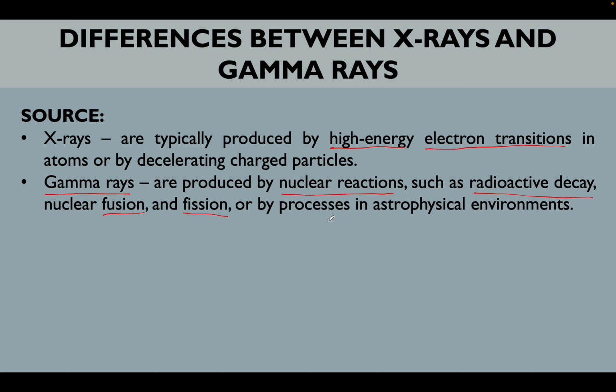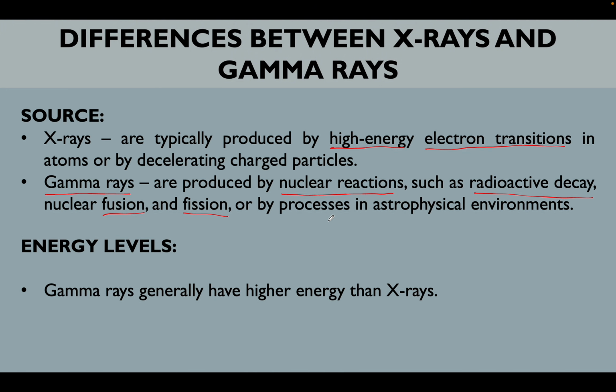Okay, but how about their energy levels? While there is some overlap, gamma rays generally have higher energy than X-rays, right? As in the previous slides, gamma rays have higher energy than X-rays. For example, medical X-rays typically range from a few kiloelectron volts up to 100 kiloelectron volts, while gamma rays, let's say from radioactive decay, often exceed 2 megaelectron volts. So X-rays have energy in kiloelectron volts, whereas gamma rays can reach into megaelectron or even gigaelectron volts.